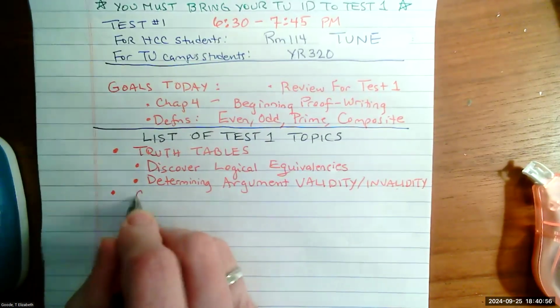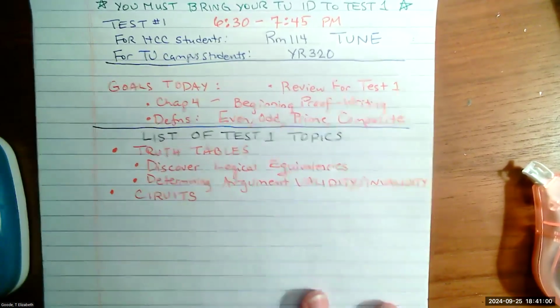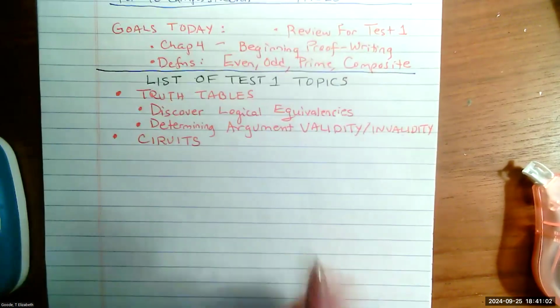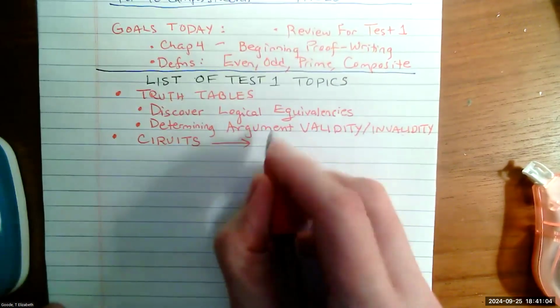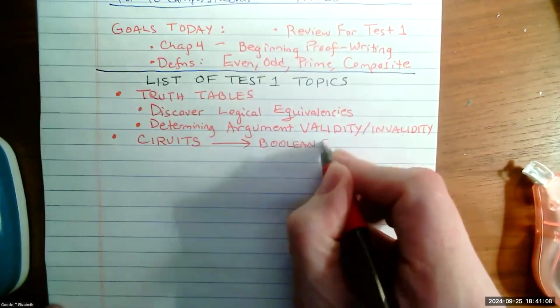Then we played with circuits. And remember, there was kind of a threefold thing happening with circuits. Given a circuit, you should be able to construct the Boolean expression that is associated with it.